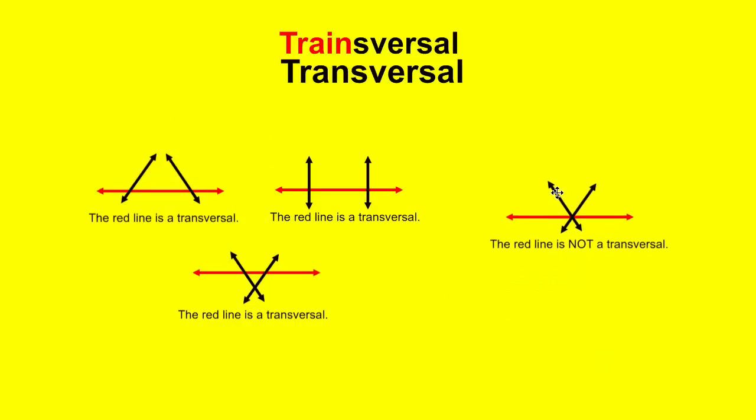Here's an example of a line that is not a transversal. The reason why it's not a transversal is because although the red line does pass through both of these black lines, it passes through both black lines at the same point. And to be a transversal, it has to pass through two different points, just like we have here in these cases. And that's all you need to know for transversal.